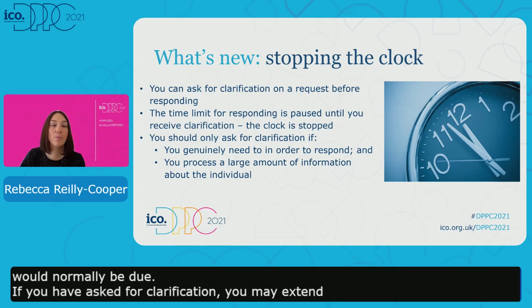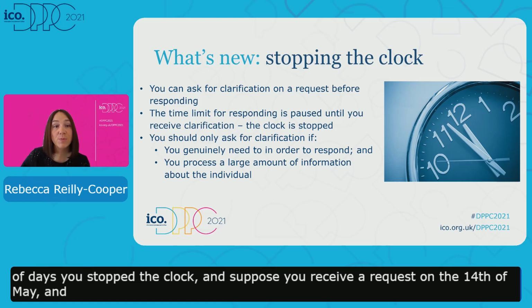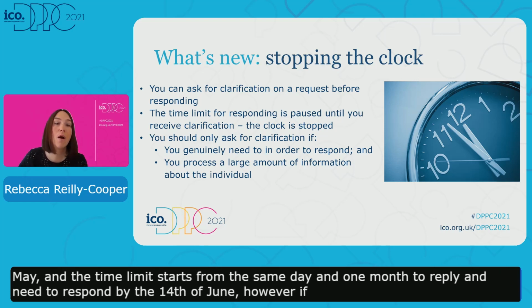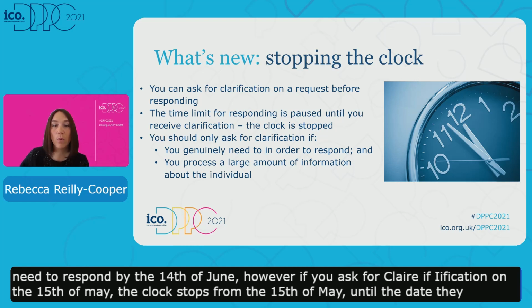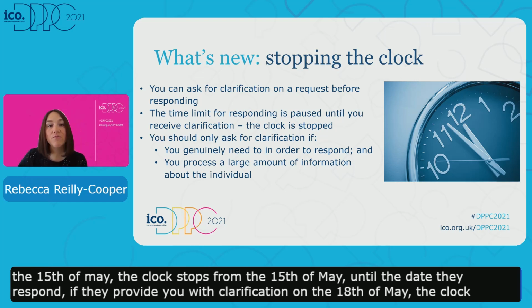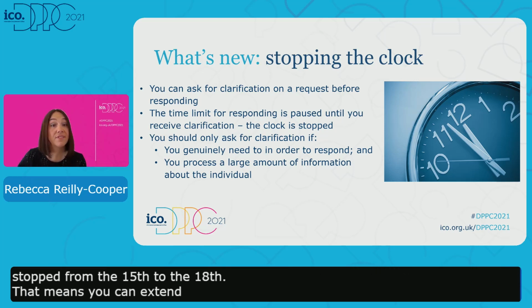So suppose you receive a request on the 14th of May. The time limit starts from the same day. You have 1 month to reply, which means you need to respond by the 14th of June. However, if you ask for clarification on the 15th of May, the clock stops from the 15th of May until the date the person responds. So if they provide you with clarification on the 18th of May, the timing will resume on that date. So the clock was stopped from the 15th of May until the 18th of May. That means you can extend the original 1 month deadline by 3 days, and you should provide a response by the 17th of June.